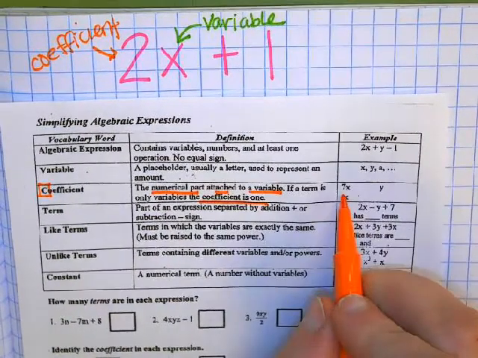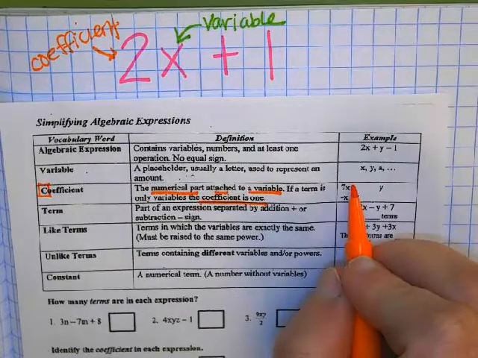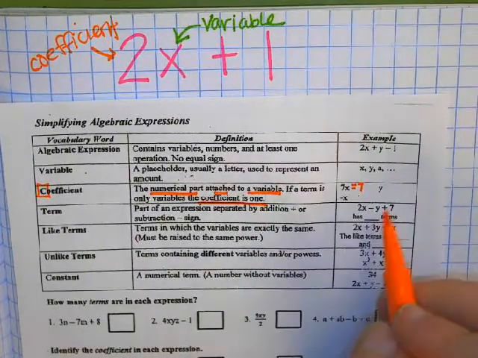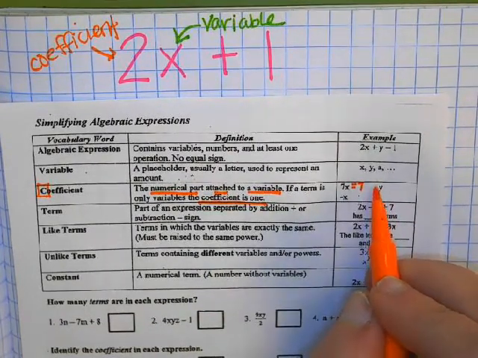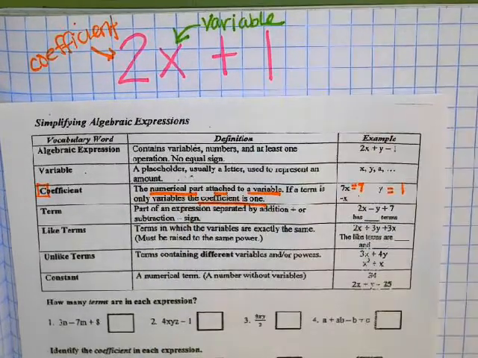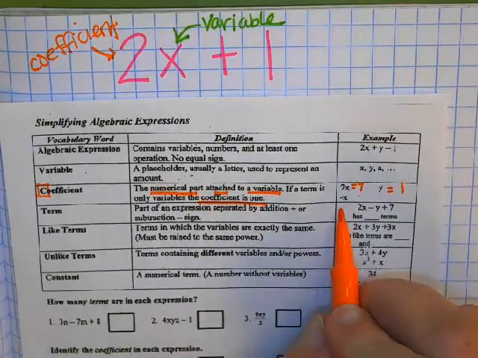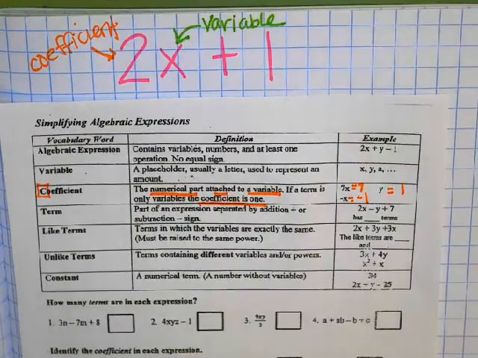So if we look over here, we have 7x. So the coefficient for this one is 7. Then we have just a plain old y. Oh, remember, we don't write a 1 there. It says if it's only the variable, the coefficient is 1. And here, negative x. Well, there's a negative 1 coefficient hiding there.